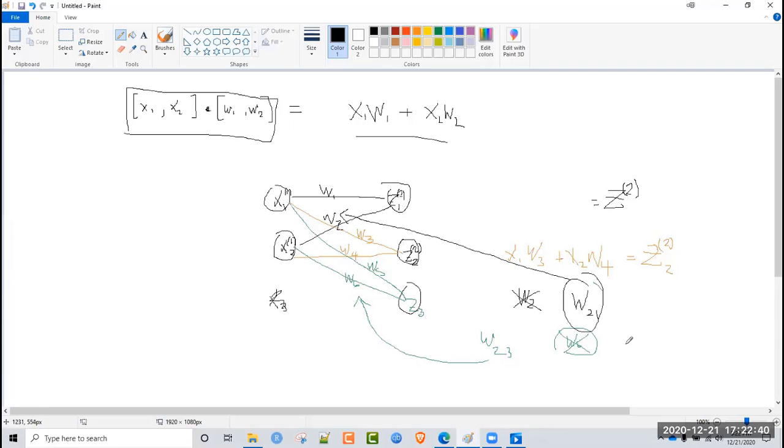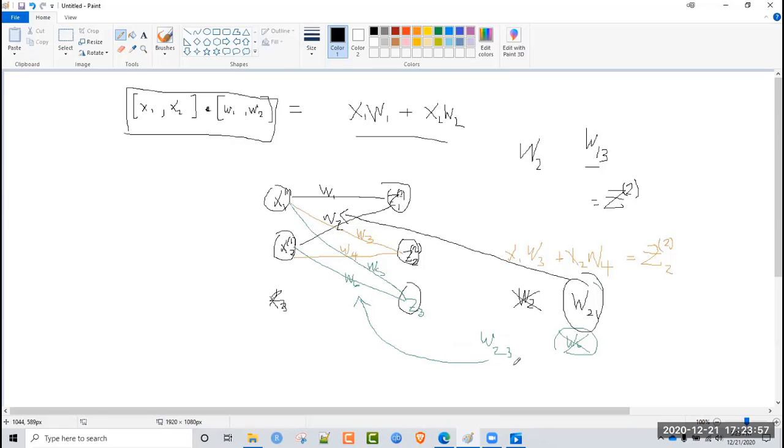So what's the notation I'm using? What do I mean by 2-1? What do I mean by 2-3? I need some good notation for this. Or what does this mean? W1-3. What does that mean? Which weight is this going to indicate? So this one indicates what I was previously calling W2. This one is what I was previously calling W6.